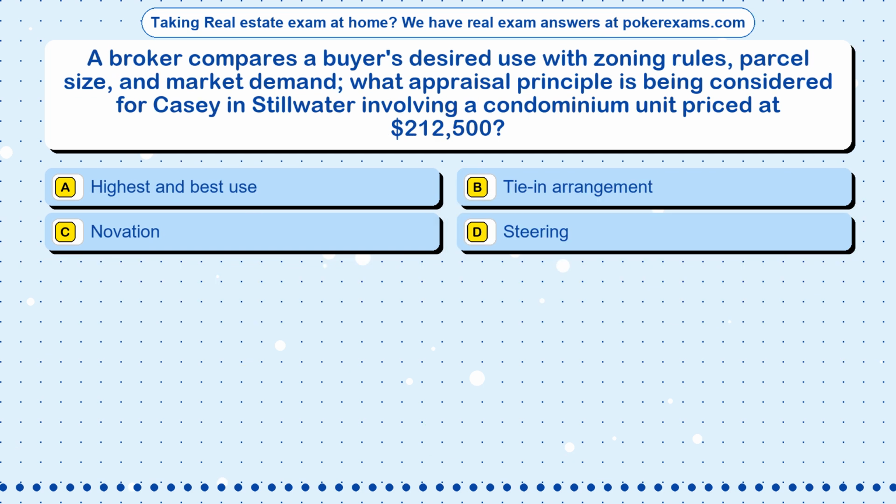Question 65. A broker compares a buyer's desired use with zoning rules, parcel size, and market demand. What appraisal principle is being considered for Casey and Stillwater involving a condominium unit priced at $212,500? Option A, highest and best use. Option B, tie-in arrangement. Option C, novation. Option D, steering.